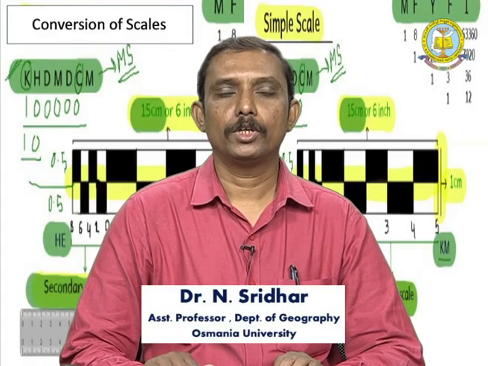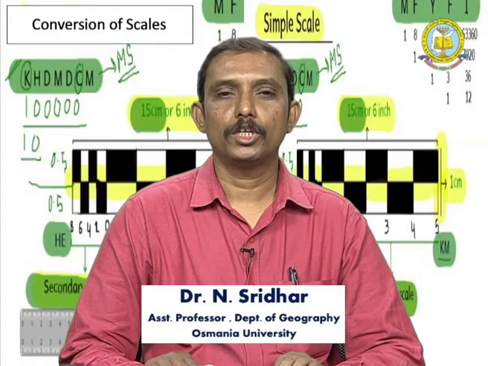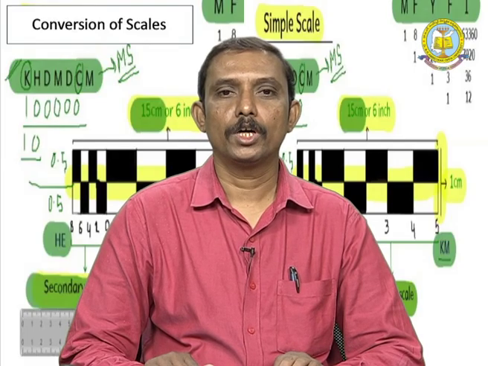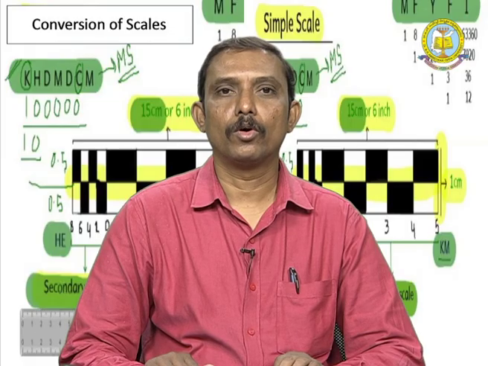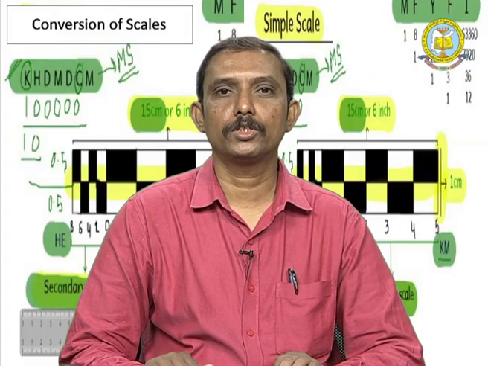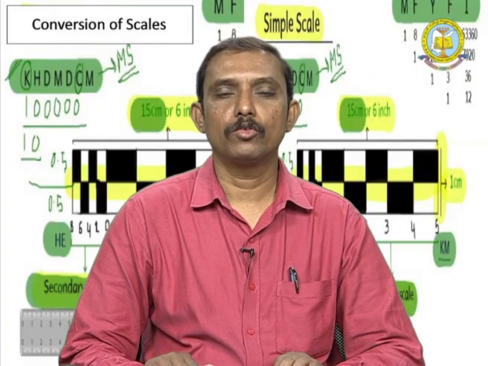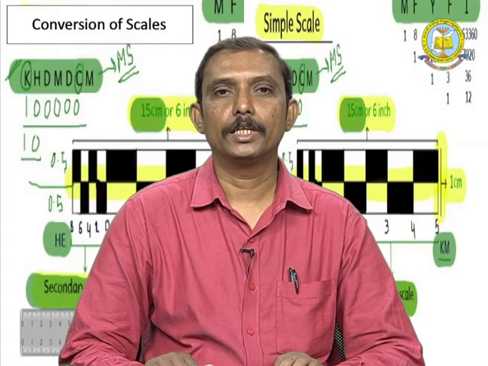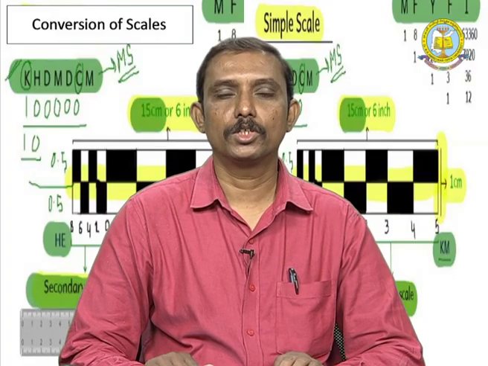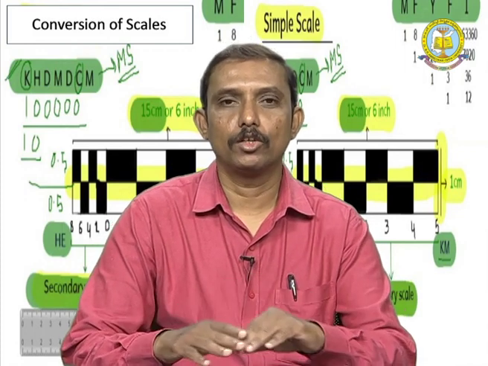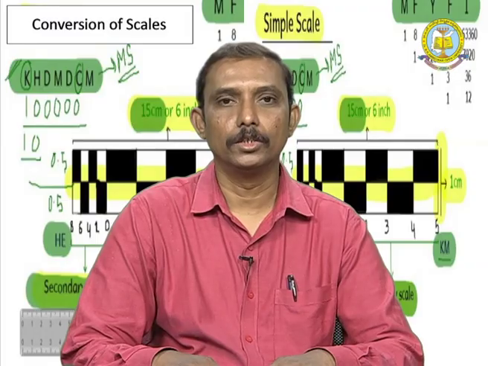A map has a statement scale like 1 centimeter is equal to 4 kilometers, and we are converting from one form of the scale to another, that is, a statement scale into a representative factor, or the representative factor into a graphical scale. We can see the conversion of the scales, and the construction of these scales also.